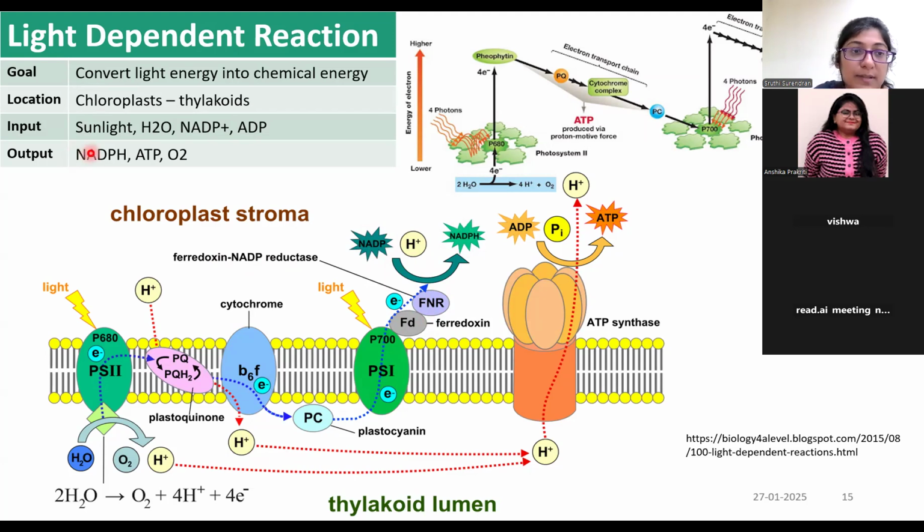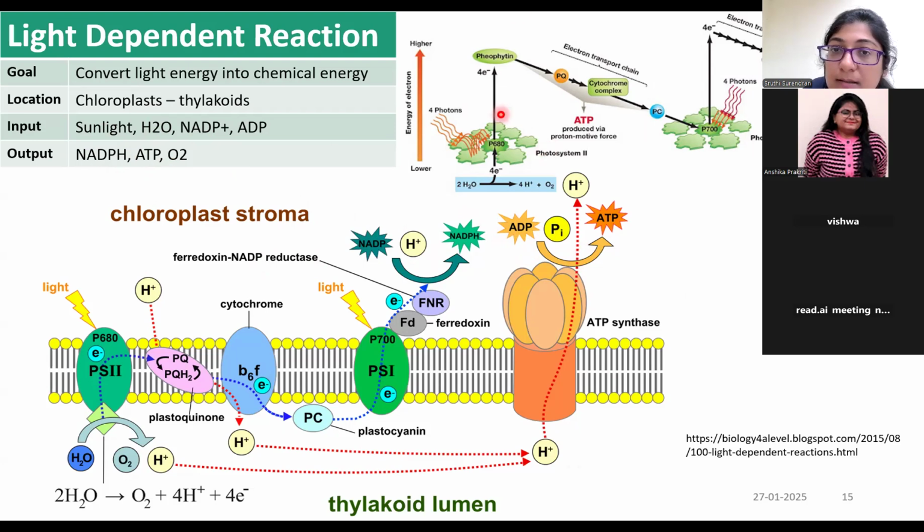So we saw how sunlight is being used. We saw how water is being used in this place. We saw NADP plus, which is an input that is already there in the stroma, being used to obtain NADPH. We also saw how these H plus ions and ATP synthase help in joining ADP and Pi together to form ATP, which is another output of the light reaction.